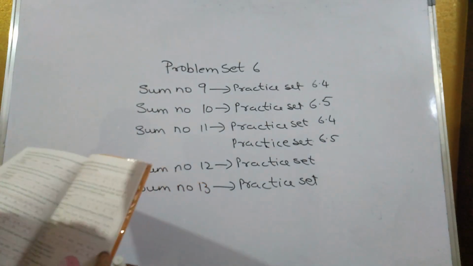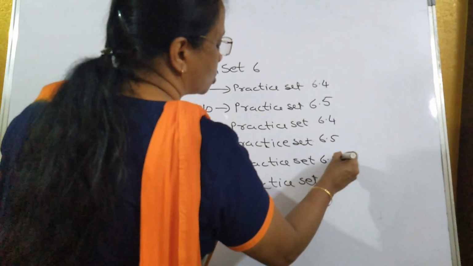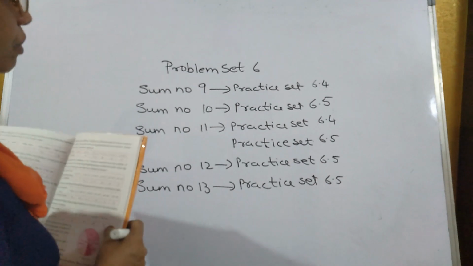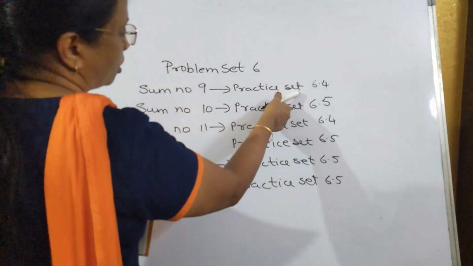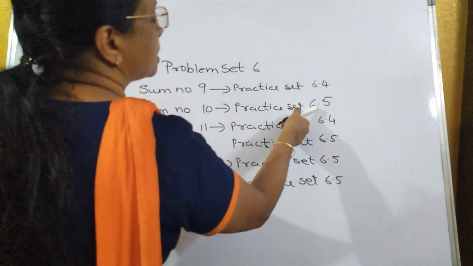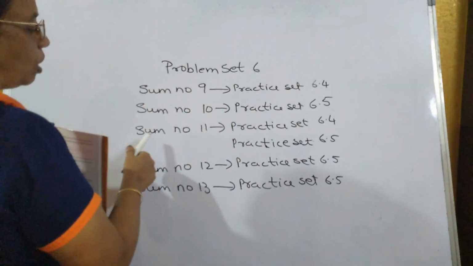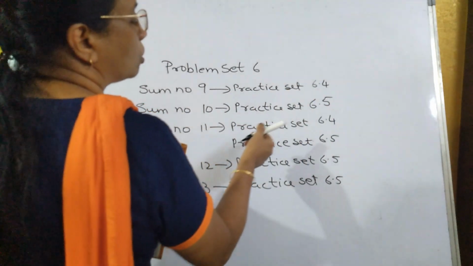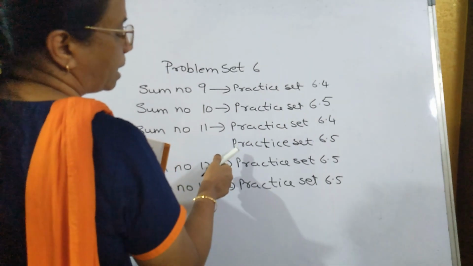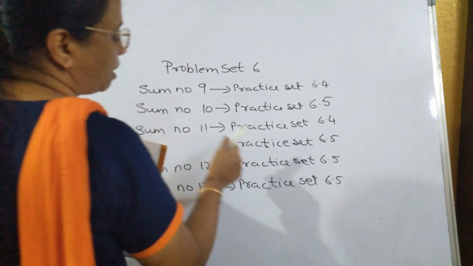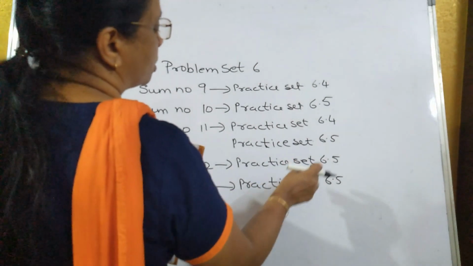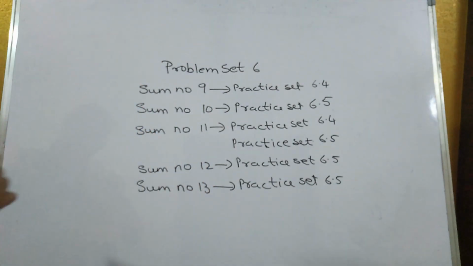And sum number 12 and sum number 13 are both connected to practice set 6.5. Both sum number 12 and sum number 13 we have to draw frequency polygon. So sum number 9 we have to draw histogram, so it is connected to practice set 6.4. Sum number 10 is connected to practice set 6.5 because we have to draw frequency polygon. And sum number 11 they have asked both to draw histogram as well as frequency polygon. So histogram is of 6.4 practice set and frequency polygon is of 6.5 practice set. Sum number 12 and sum number 13 they have asked to draw frequency polygon, so it is connected to practice set 6.5.